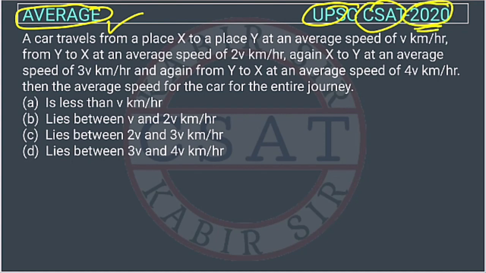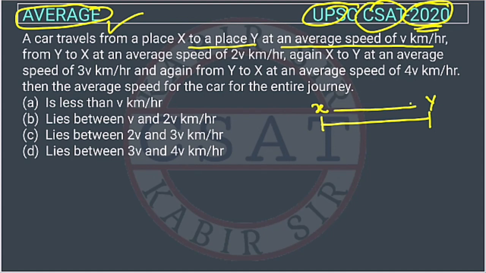A car travels from a place X to a place Y. Suppose this is place X and this is place Y, right? At an average speed of V. In the first round, the speed is V, right? And from Y to X at an average speed of 2V. Now going from Y to X at a speed of 2V.